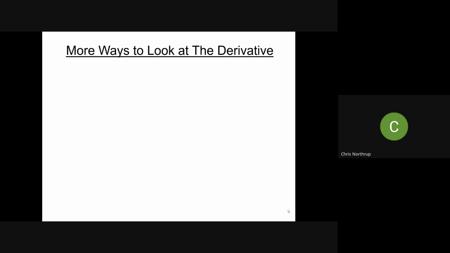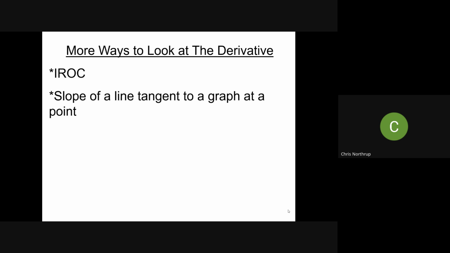All right, in this video, we're just going to expand on the things we've already seen with the derivative. So more ways we can look at it. We've seen that it is instantaneous rate of change. It is the slope of a line tangent to a graph at a point. Also, one thing we may not have seen is PVA. This refers to position velocity acceleration.